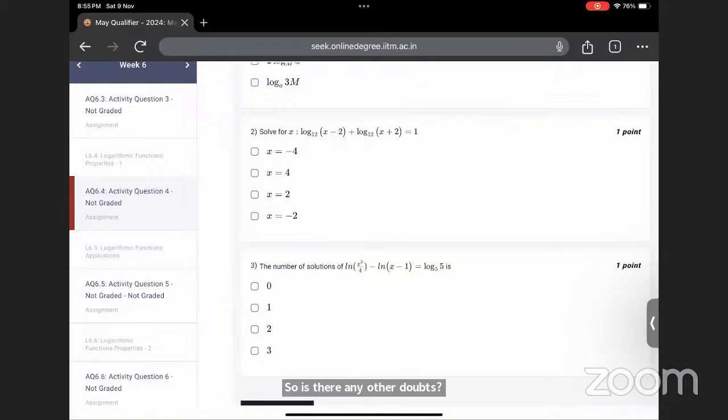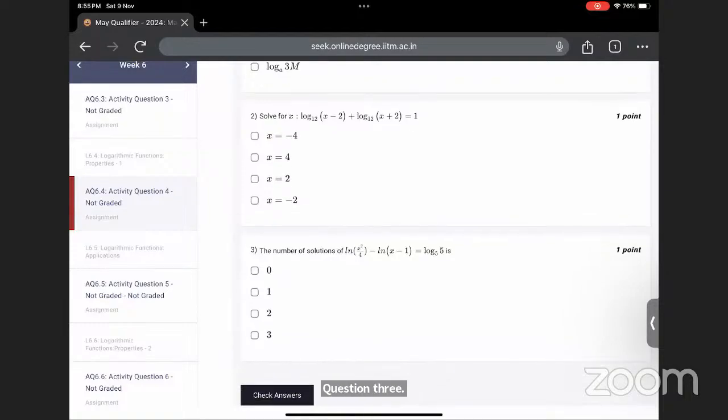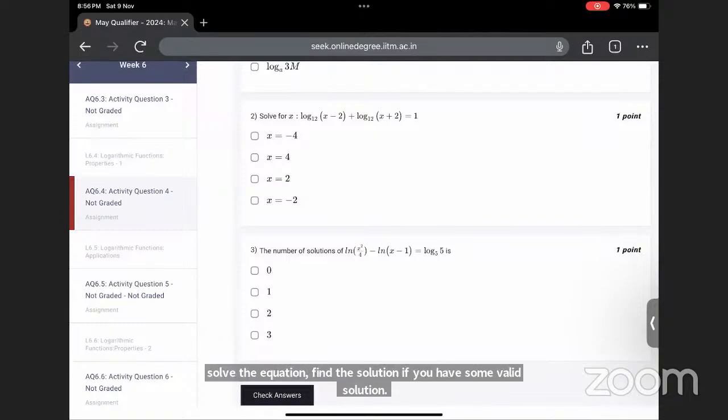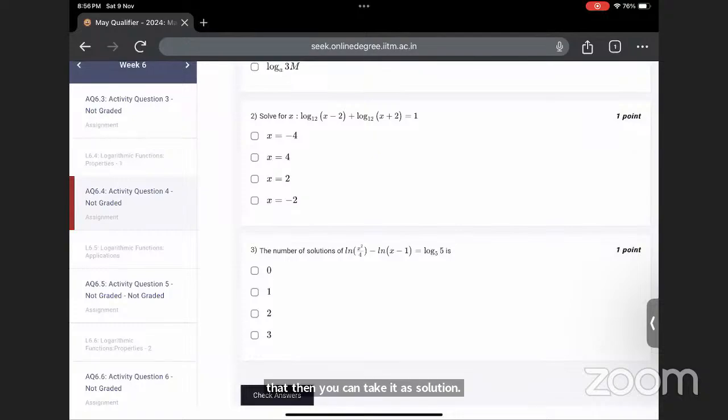Ma'am, question number 3. Okay, question 3. What is the problem here? Ma'am, how to count the number of solutions? Okay, just solve the equation and find the solution. If you have a valid solution, then you can take it as a solution. If you have one valid solution, then the number of solutions is 1. If you have two valid solutions, then the number of solutions is 2. In this way you can do it.